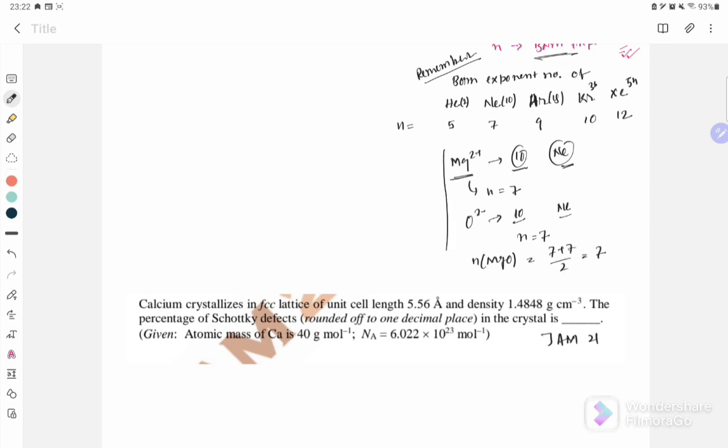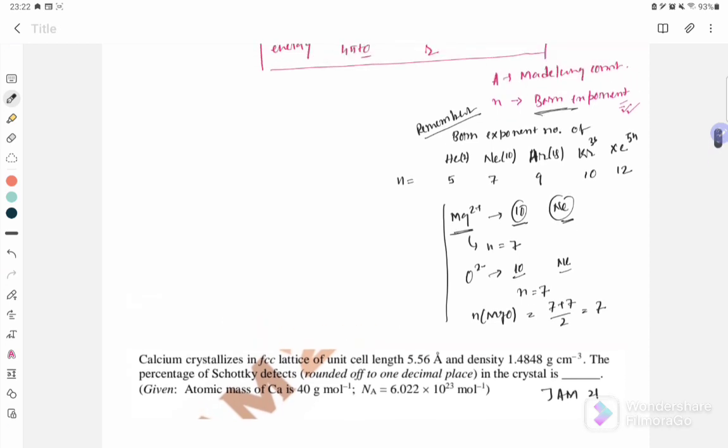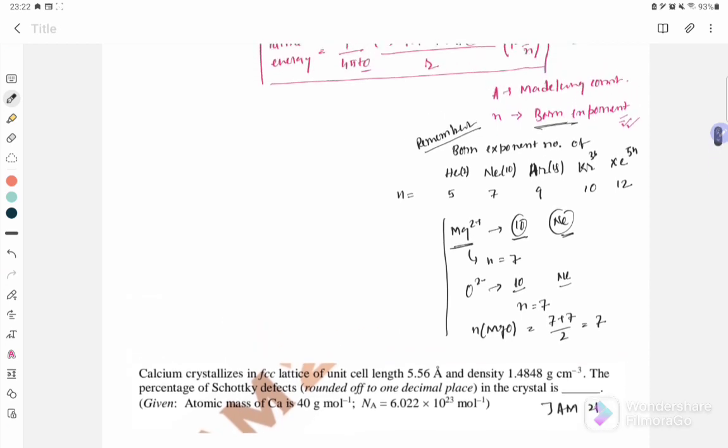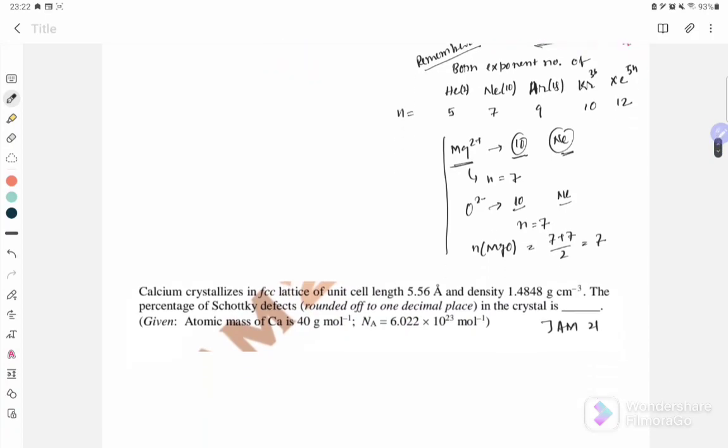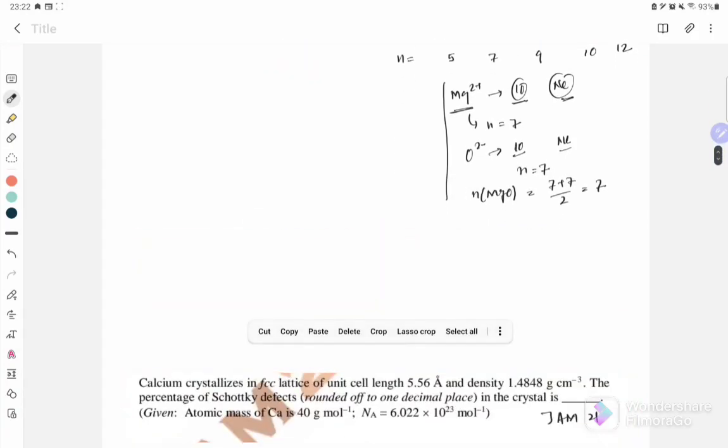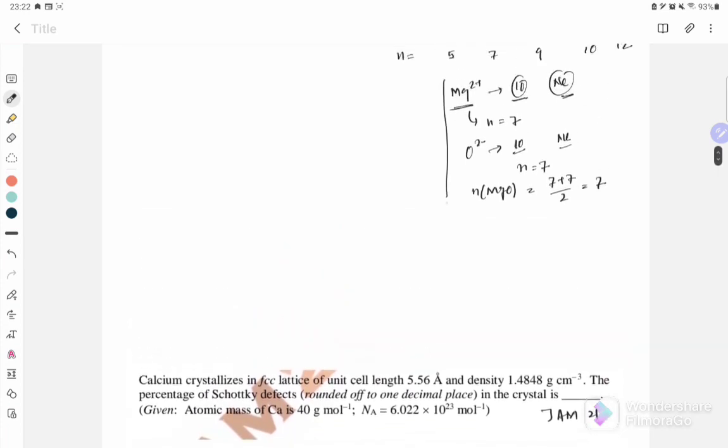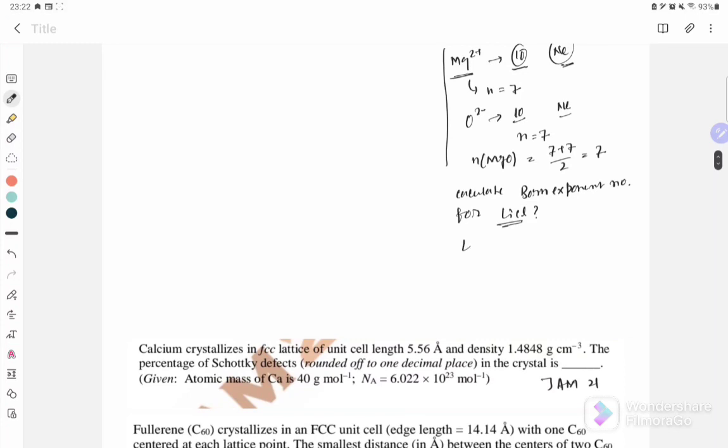So if I tell you to calculate the Born exponent number of LiCl, how will you calculate it? Here we have Li+ and Cl-.